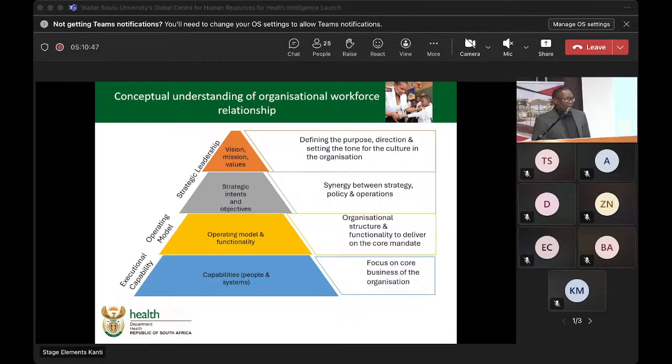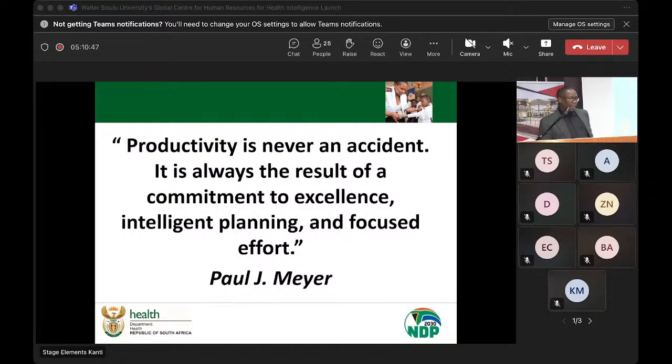I came across a quote and felt it is also applicable to my space and the work we do at HRH. Productivity is never an accident. It is always the result of a commitment to excellence, intelligent planning, and focused effort. So that's what keeps us going in the HRH space, as we learned from Paul Mayer, that at the end of the day, if we all agree that we want people to be productive, we must put in some intelligent planning, but we must also appreciate that there are efforts that each and every one of us must put in.